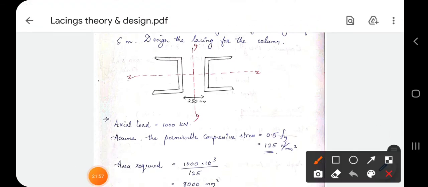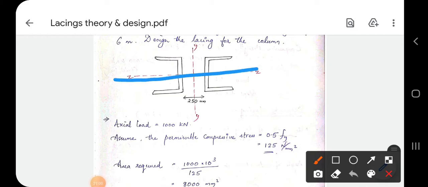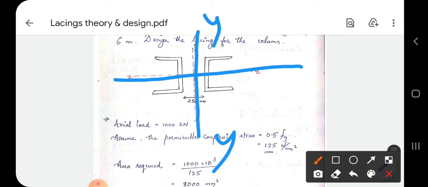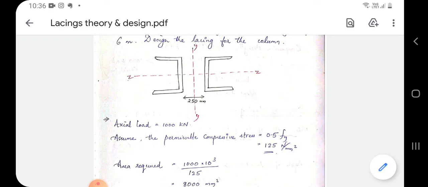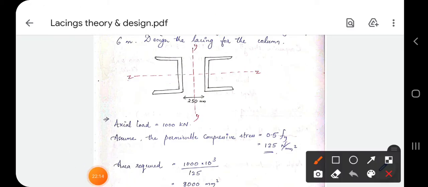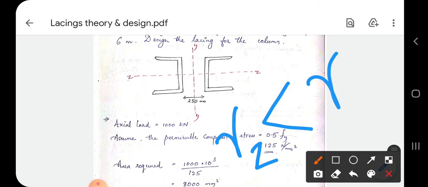So we know that the direction parallel to the lacing system will be ZZ and the direction perpendicular to the lacing system will be YY, and after giving the lacings it should be such that the radius of gyration along Z will be less than the radius of gyration along the Y direction. So we have to design in such a way. The lacing should be designed in such a way that RZ is less than RY.